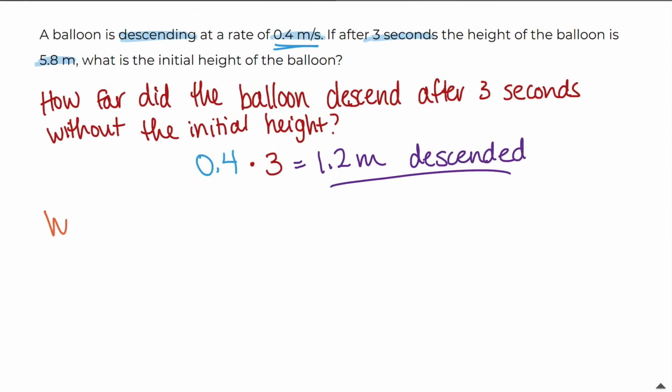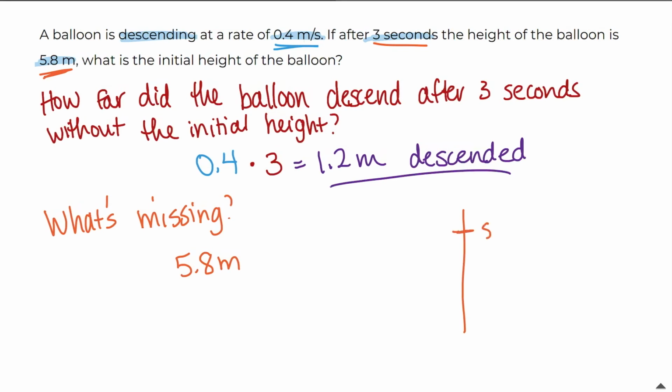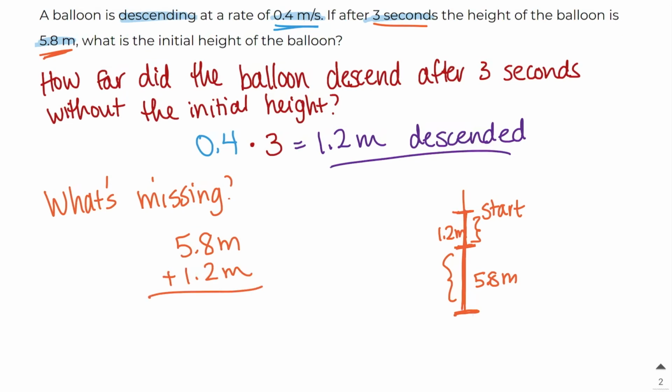Now we just want to figure out what's missing. Well, we know that after 3 seconds, the height of the balloon is actually 5.8 meters, but our balloon started at a certain height right here, and it went down by 1.2 meters, and now this height off the ground is 5.8 meters. So what is the initial value? Well, it's this 5.8 plus this 1.2. So I will go ahead and add these two numbers together and I get 7.0 meters. This right here is 7 meters, which tells us that the initial height was 7 meters.